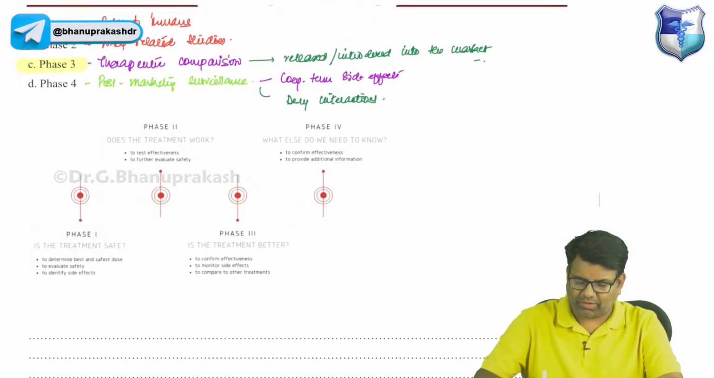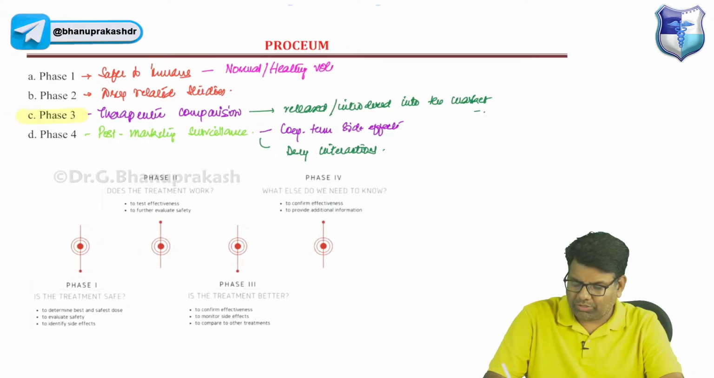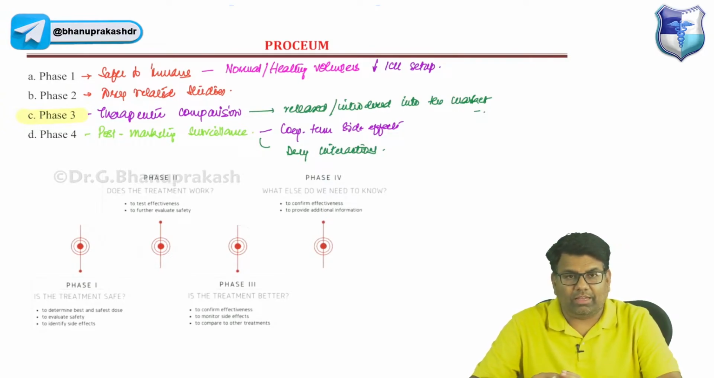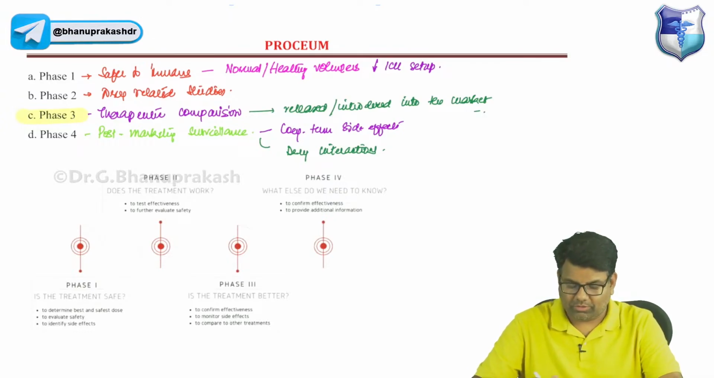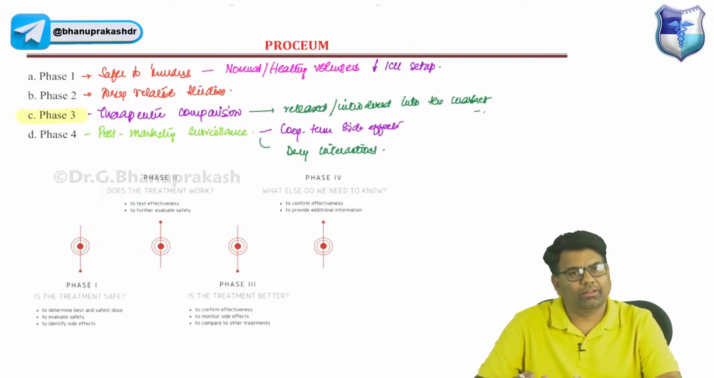So phase 1 is about drug safety, and here we give the drug to normal, healthy volunteers, and this is given under an ICU setup, because we don't know what kind of effects might come. So we should have all those facilities readily available in case there is some life-threatening side effect. So phase 1 is about checking the drug safety, and that is the trial on normal humans.